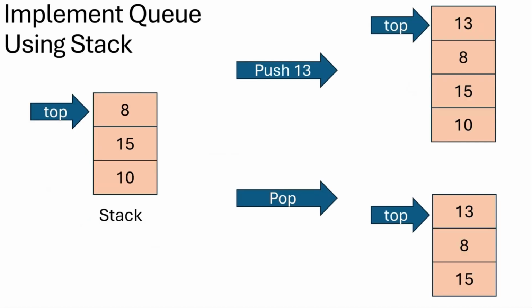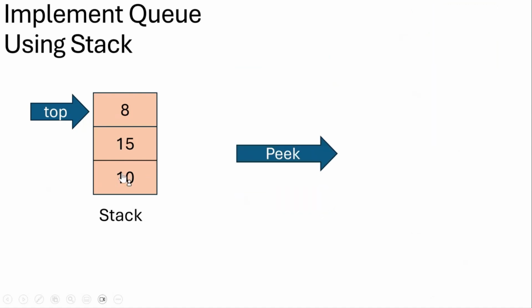So now we need to implement the queue using a stack. Let's say we are given this stack which contains these 3 elements and top is pointing at 8. When we do the push operation on the stack, it should behave like a queue and add that element to the end of the stack. And when we do the pop, instead of removing the element at the top, it should remove the element which was added to the stack first, just like a queue. And when we do the peek, it should give the first element of the stack, which is 10, the way a queue returns the front element.